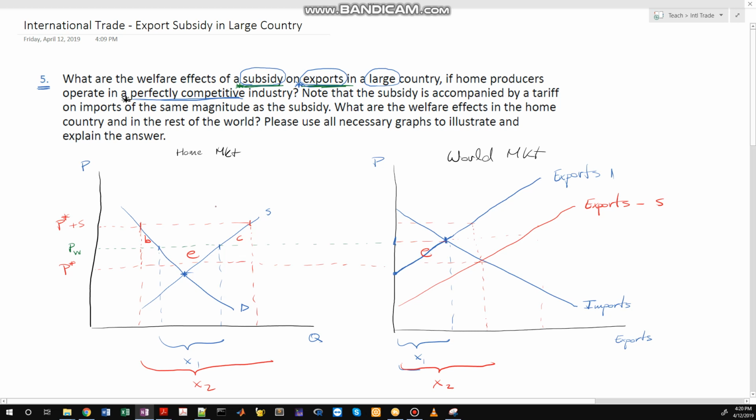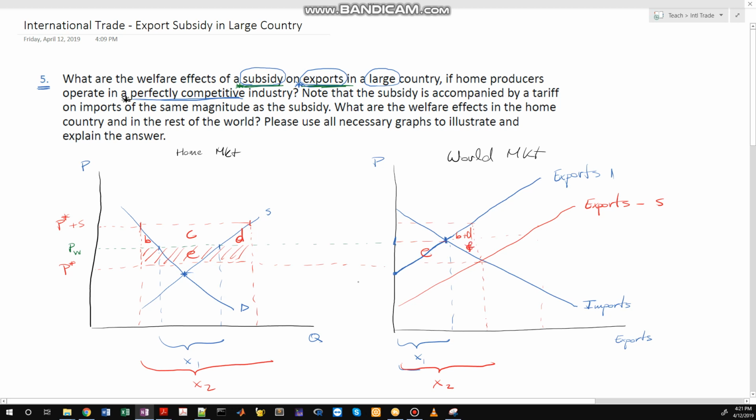So then basically this area E over here is the terms of trade loss to the home country, because by giving them an extra subsidy, the world prices go down because the exports shift to the right. So that is going to lead to the world prices going down, and that's basically what this terms of trade loss comes from. There's still area B and D, we usually call this B, C, and D, and then here it's B plus D, and then here it's E, F, right?